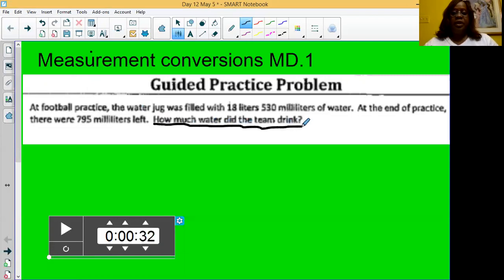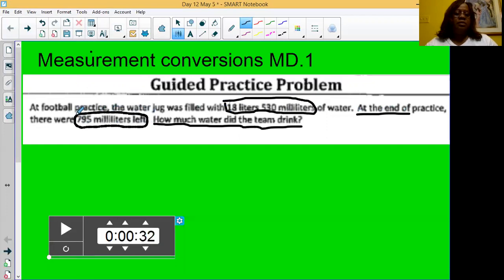That's my chore. Now I'm going to look back in the problem and see what's there that's going to help me to answer the big question. I know that the water jug was filled with 18 liters, 530 milliliters of water. So here I have two measures. I have liters and I have milliliters. Then at the end of practice, something happened. There was only 795 milliliters of water left. Okay, so that key word is the word left. I'll pause there and let you catch up.